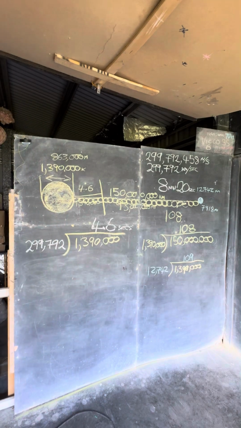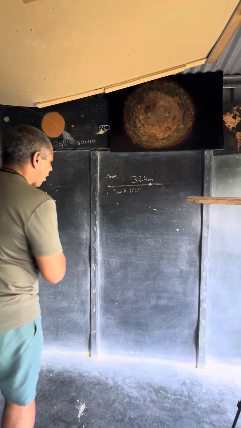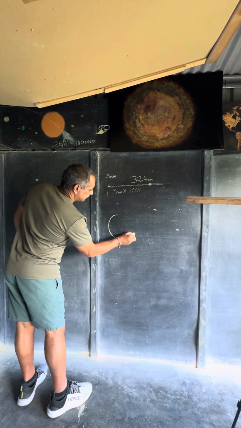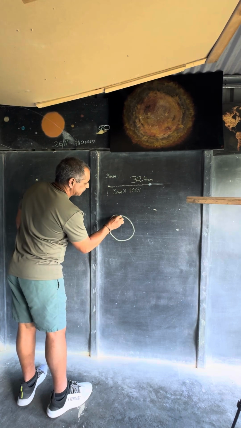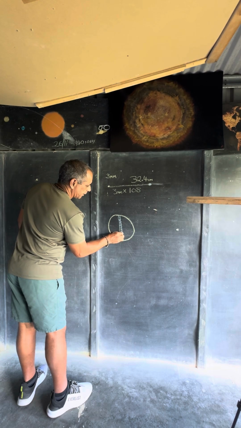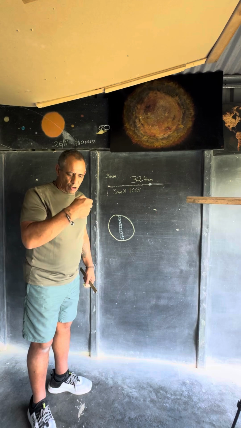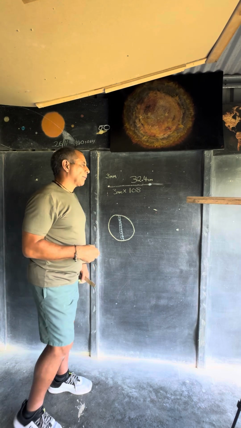109.0881. Right. We now know that there are 109 Earth diameters in the sun. There are 109 Earth diameters in the sun's diameter.